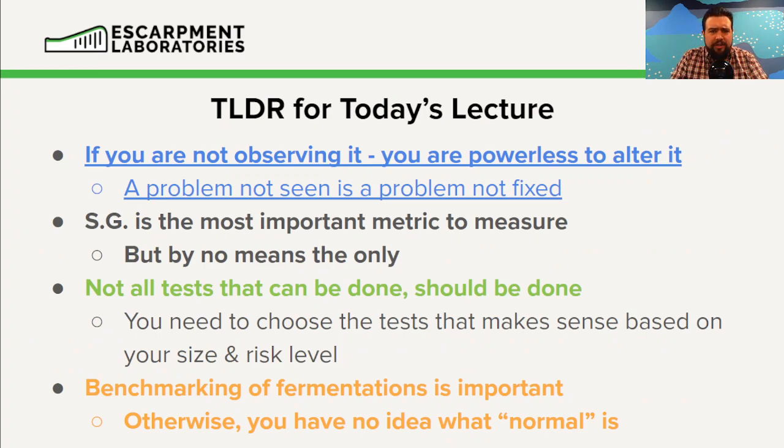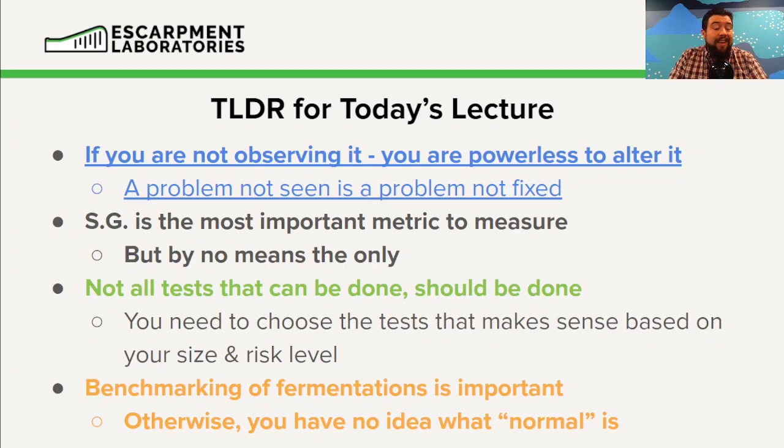Now, the TLDR, or too long didn't read, for today's lecture is: if you're not observing it, you're powerless to alter it. A problem that is not seen is a problem that's not fixed. You are stuck with it. Specific gravity is by far the most important metric to measure, but it is by no means the only one. There are a lot of breweries that only measure SG. You're doing yourself a disservice.